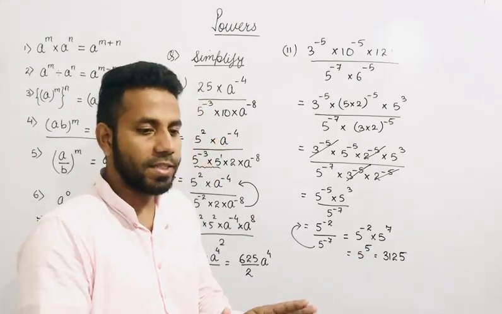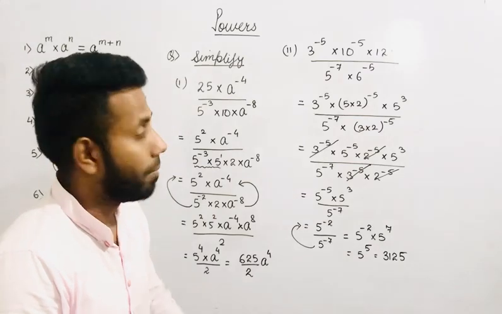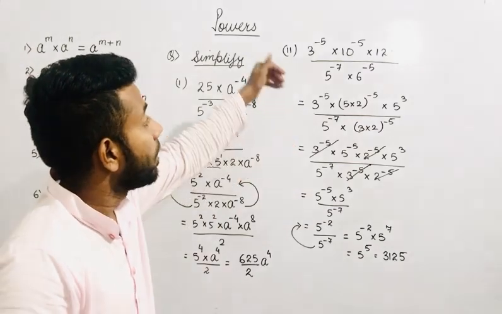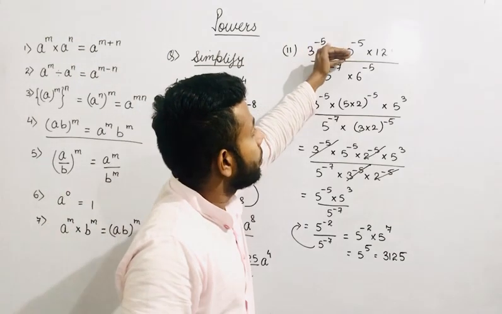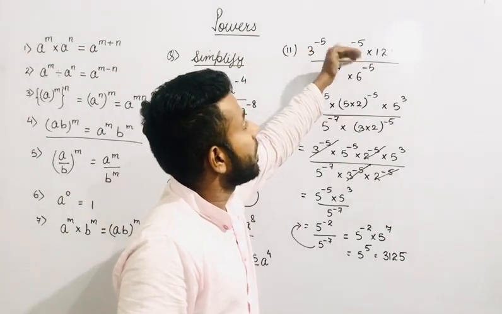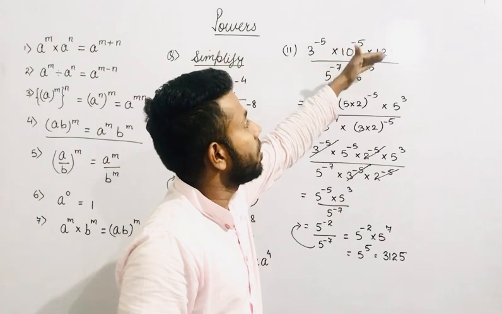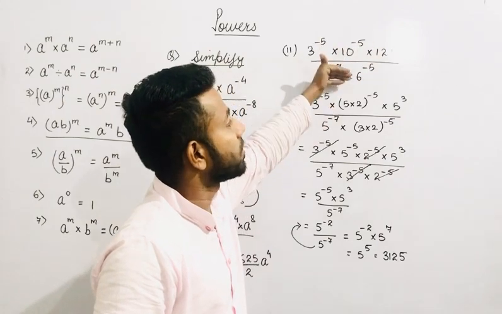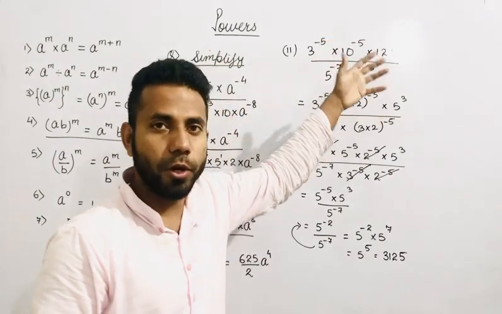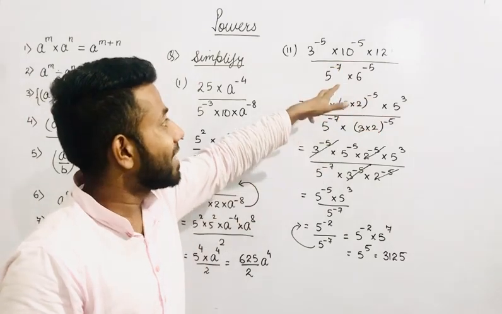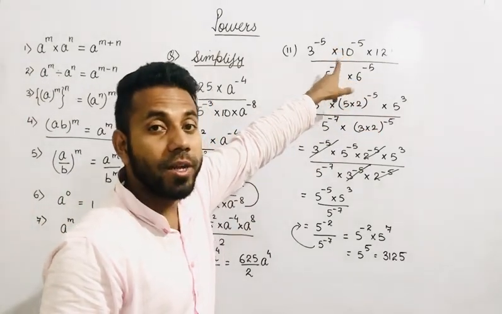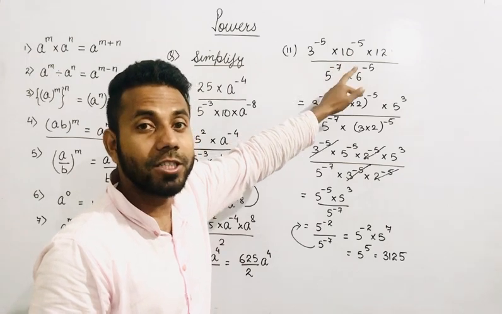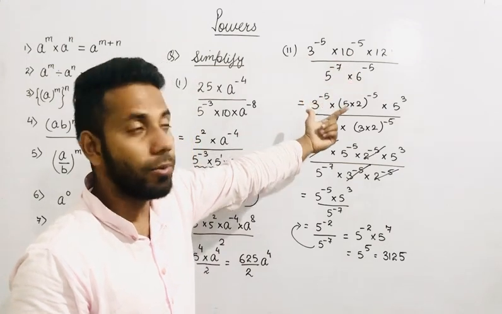So what is the basic thing that we have learned here? The basic thing that we have learned here is 3 to the power minus 5 into 10 to the power minus 5 into 125, 5 to the power minus 7, 6 to the power minus 5. This is what you need to learn here. But the understanding thing is, like 10 you need to convert in the base 5 and 2. 6 you need to convert in the base 3 and 2.